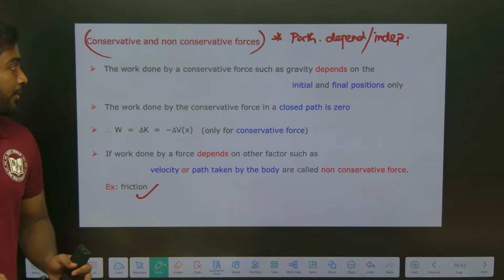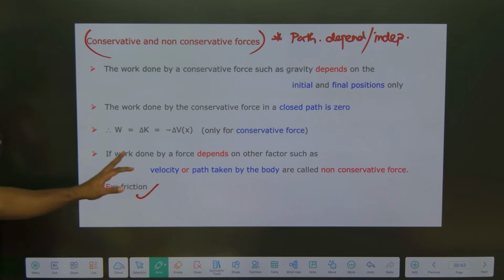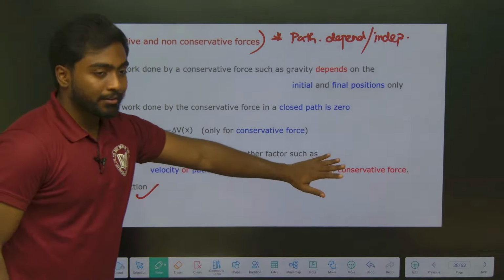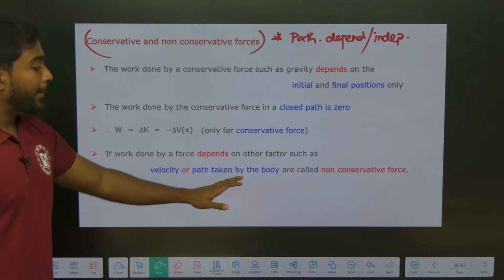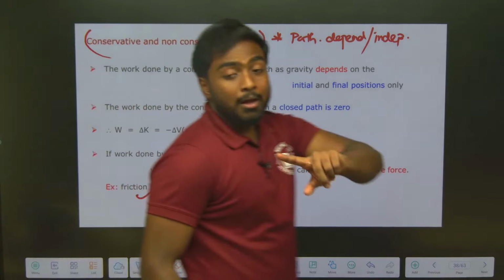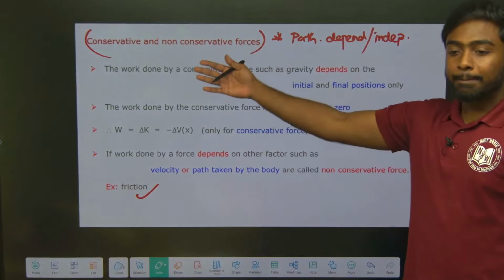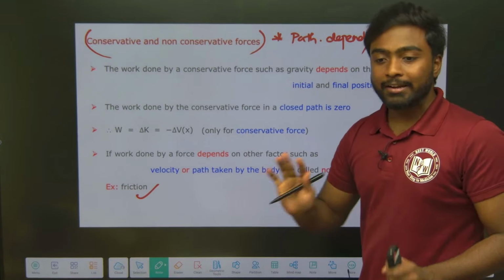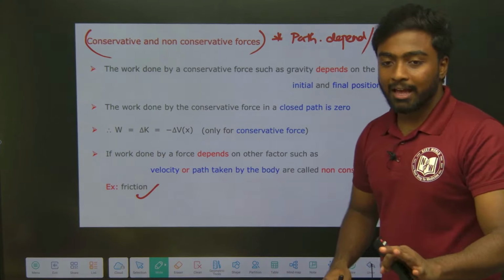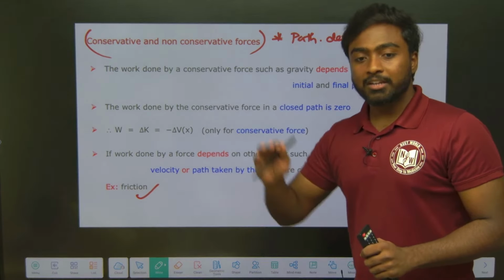So conservative and non-conservative. First I'll say about non-conservative force. If the work done by a force depends on other factors such as velocity or the path taken by the object, it is non-conservative. Conservative means I am not depending on the path. I depend on the initial and final position only. I do not depend on the path traveled.